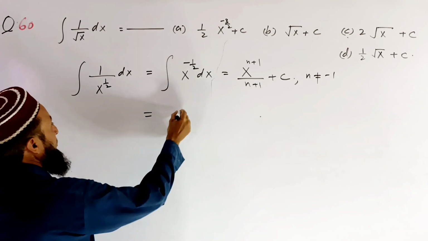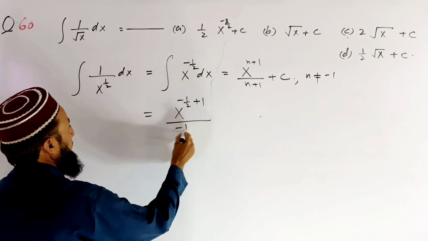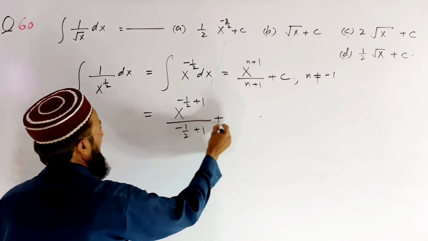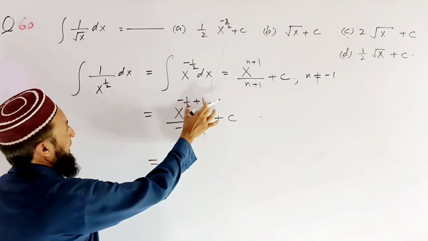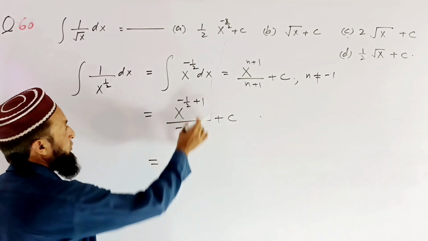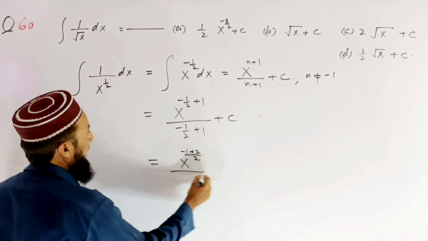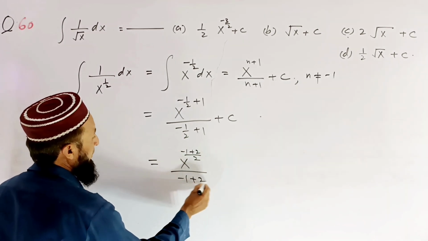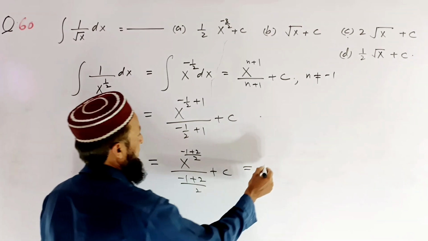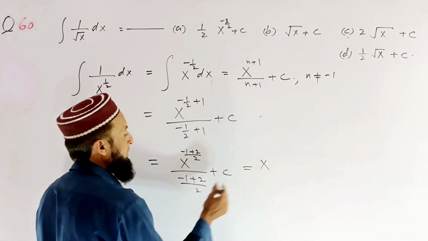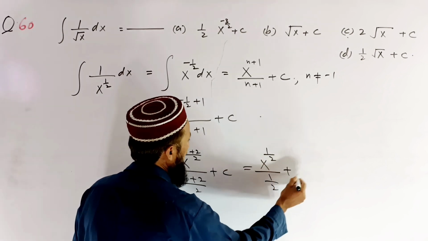Here we use this formula: x to the power minus 1 by 2 plus 1, divided by minus 1 by 2 plus 1, plus c. Now we can take the LCM of the exponent. So 2 is the LCM, we get minus 1 plus 2 divided by 2 and minus 1 plus 2 divided by 2 plus c. So x to the power minus 1 plus 2, we get 1 by 2, divided by 1 by 2 plus c.